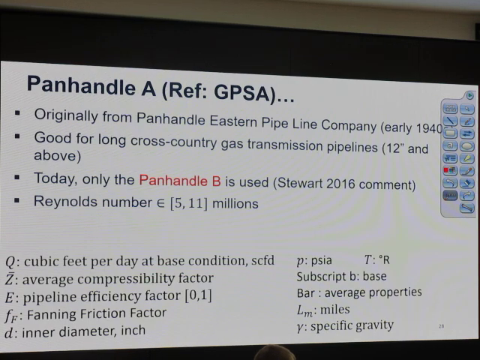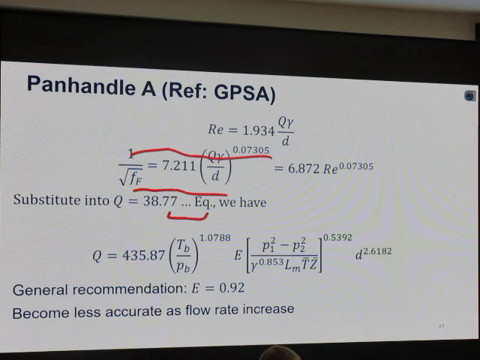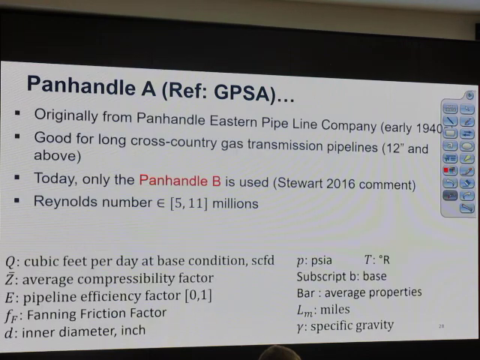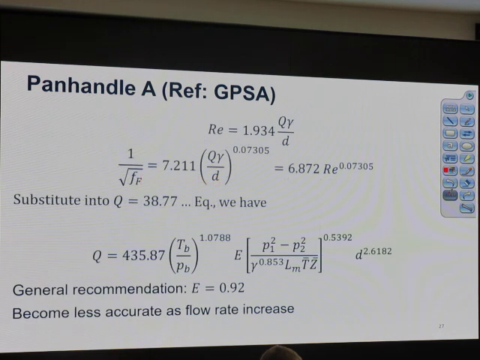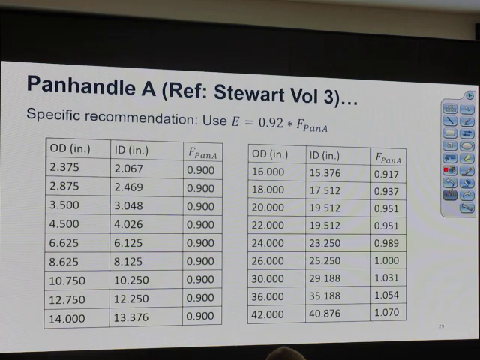Panhandle A, most of the time we use Panhandle B, not Panhandle A. But originally for Panhandle Eastern Pipeline Company, good for long pipeline. Reynolds number is 5 to 11 million. In this equation, length is L in miles. Yes, miles. Put the numbers in, make sure that you use absolute values: Rankine, PSIA, not Fahrenheit. D, diameter in inches.